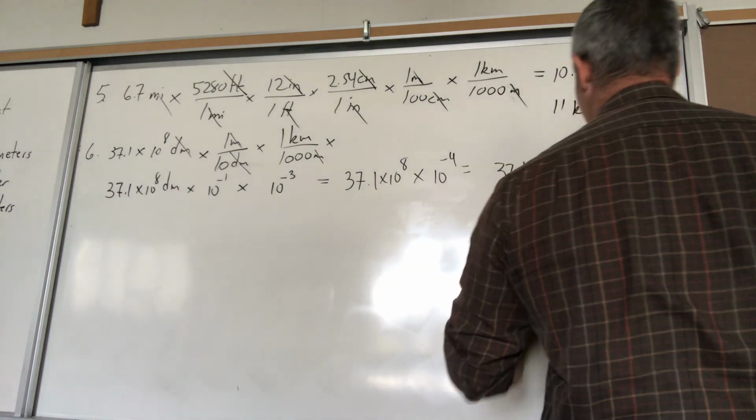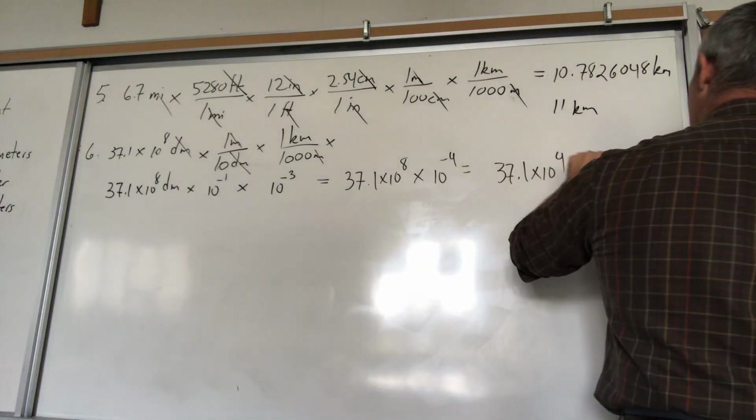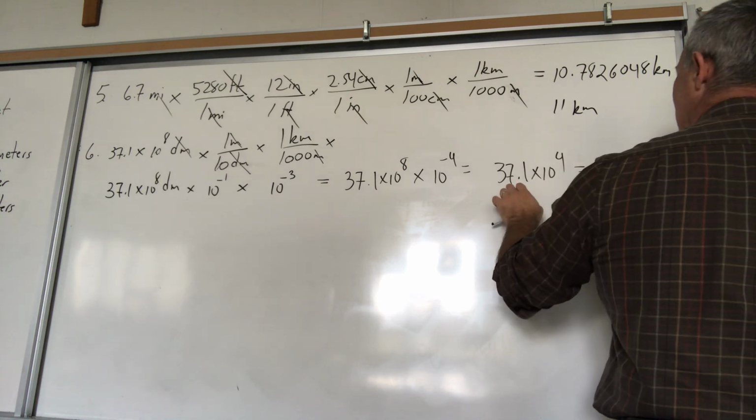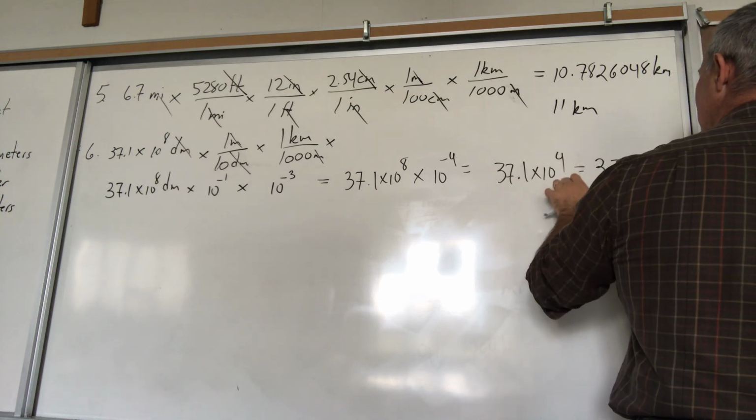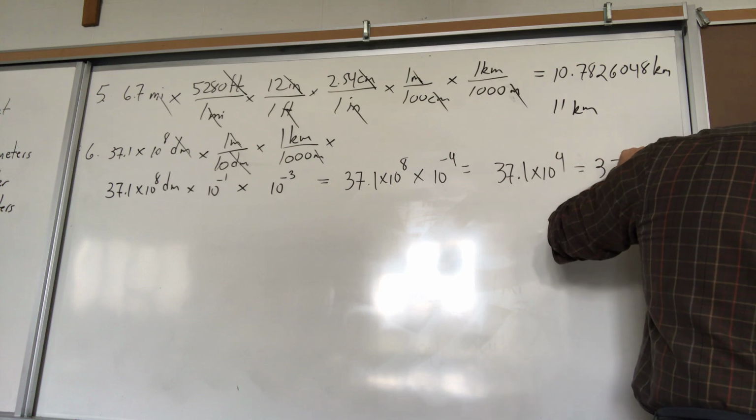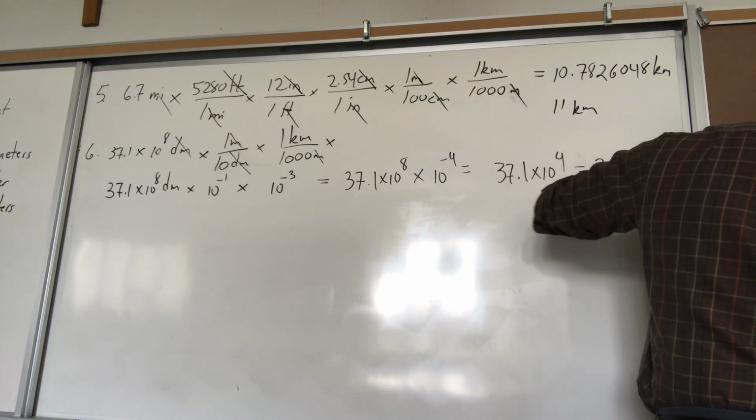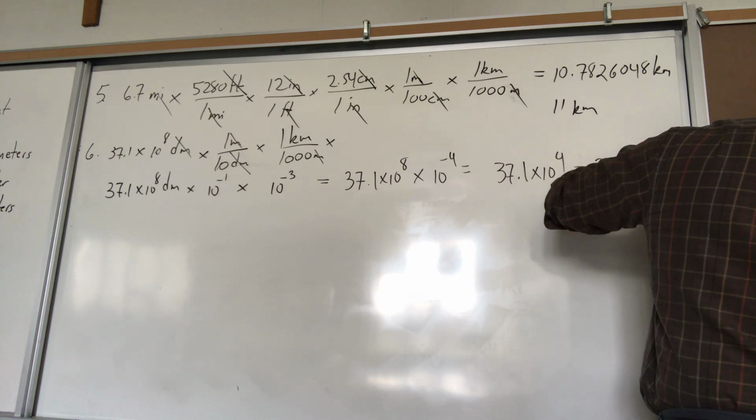That's still not scientific notation. We want to shift that over to 3.71. Because you've made this 10 times smaller, you're going to make this 10 times bigger. Move the exponent up to a 10 to the power of 5, and there's your answer in kilometers.